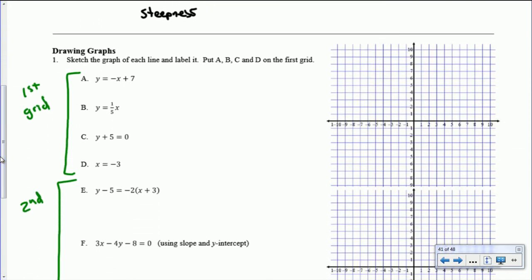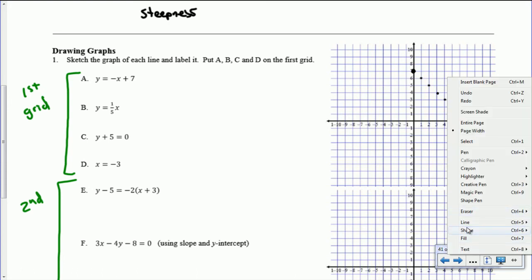Alright, so let's check over what you do here. Sketch the graph of each line and label it. We have y equals negative x plus 7, fairly straightforward, so the y-intercept is there. The slope is negative 1, so you can just generate a few points. Okay. Draw the line.